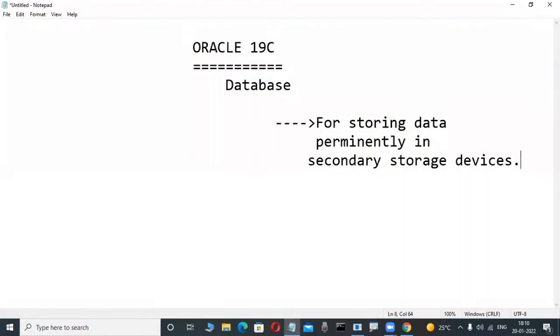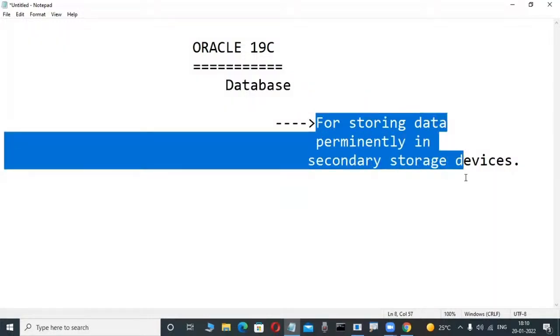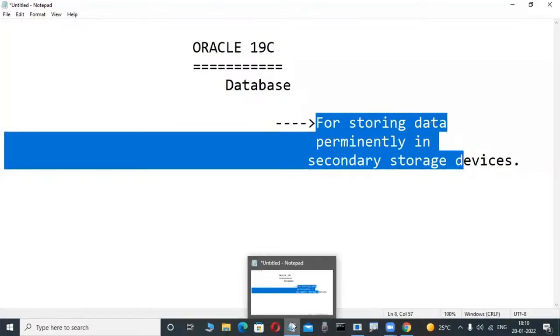We are using it now. That's why Oracle is a product from Oracle Corporation, with some version number. This is a database product, one of the popular databases. But what is its purpose? For storing data permanently in secondary storage devices. Now slowly observe here. Actually, so many database applications are there worldwide. 90% of software applications depend on a database. Without a database, it is impossible to store the data.